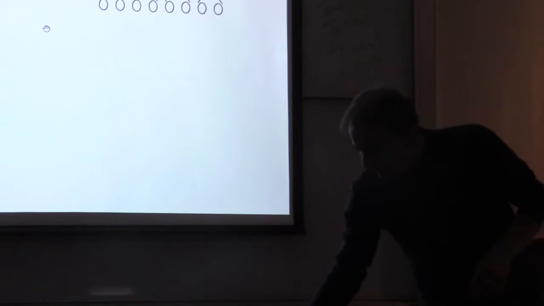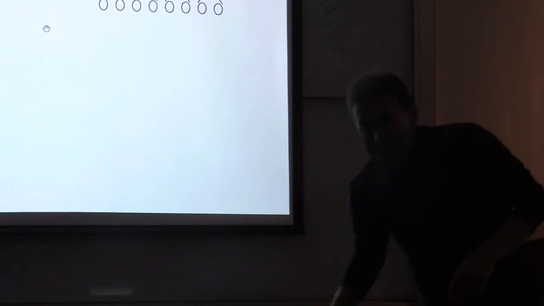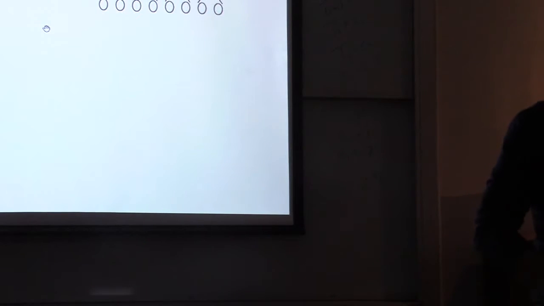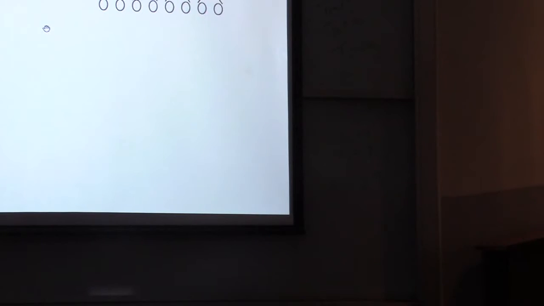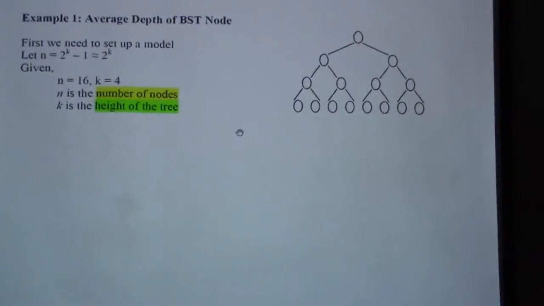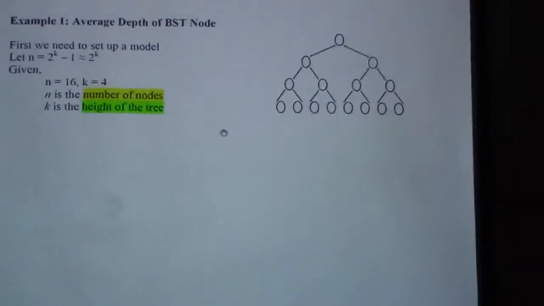What's another name for external nodes? No, those are internal nodes. What's another name for external nodes? Null pointers. Yeah, null references, null pointers. So the external nodes are the ones you can't see. That's what's tricky about them. You can't count them. You have to imply them.